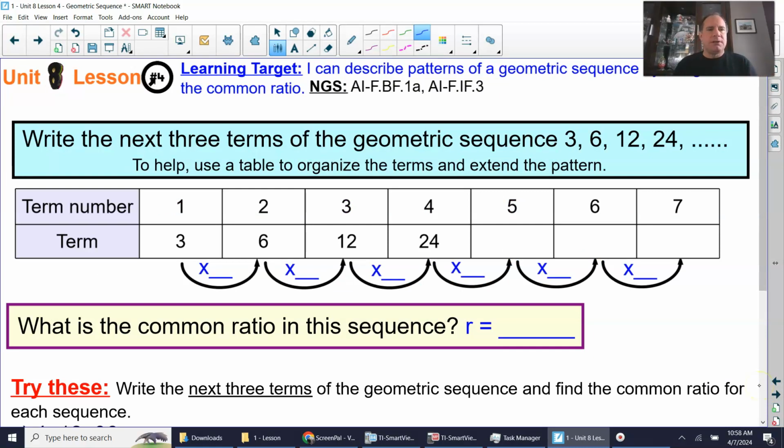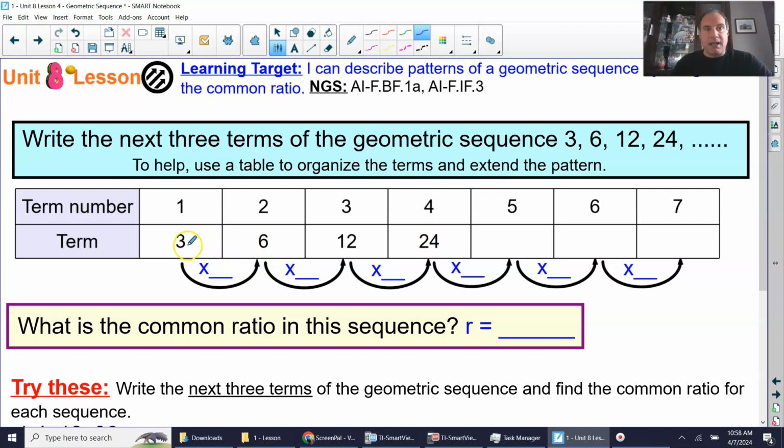Take a look at this one. We are going to write the next 3 terms in the geometric sequence. We have 3, 6, 12, and 24 so far. So we need to get the common ratio. Common ratio is easy in this one. We started you off with an easy question. The term number right here is 1, goes to 3, 2 goes to 6, 3 goes to 12, and 4 goes to 24. You might know the common ratio right now.